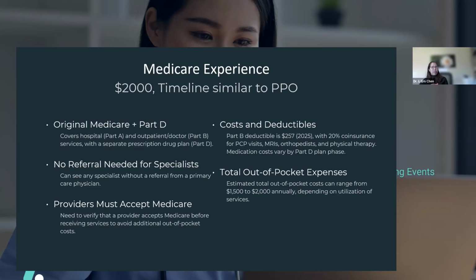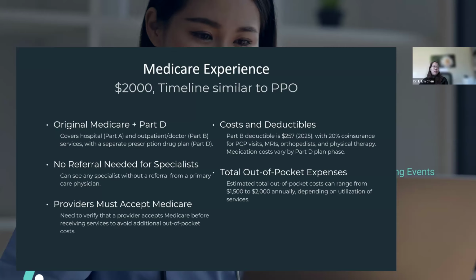And just remembering from Medicare, right, you don't need necessarily to have a PCP to refer you. You can go straight to a specialist. So John can go straight to an orthopedic surgeon if he wants. But again, that orthopedic surgeon must accept Medicare.